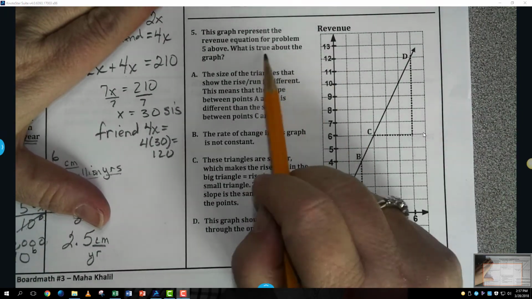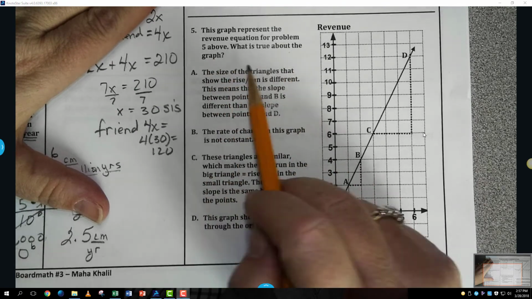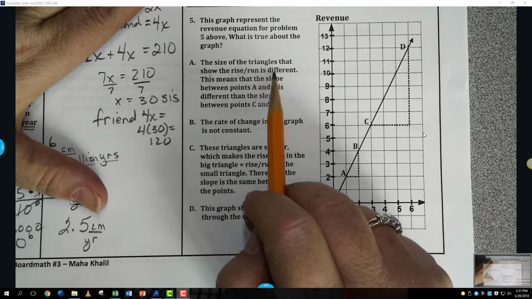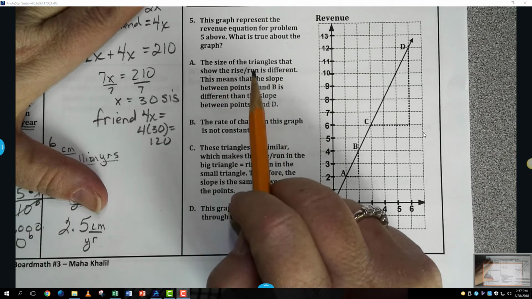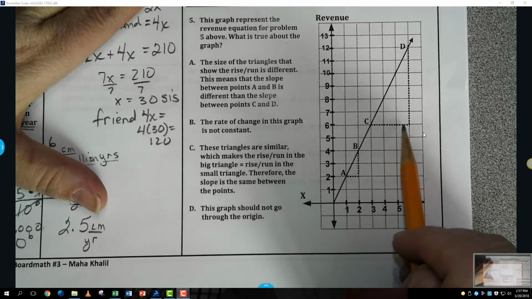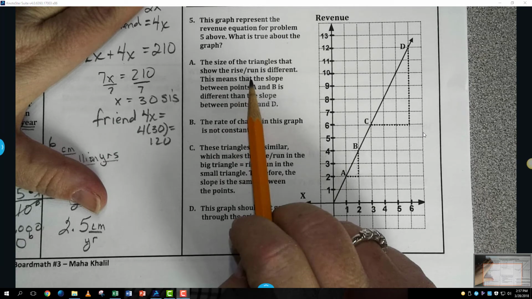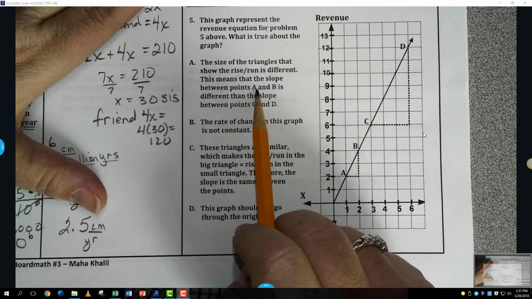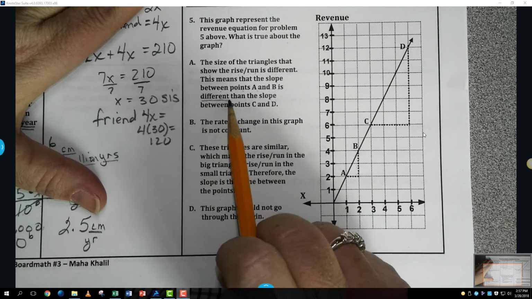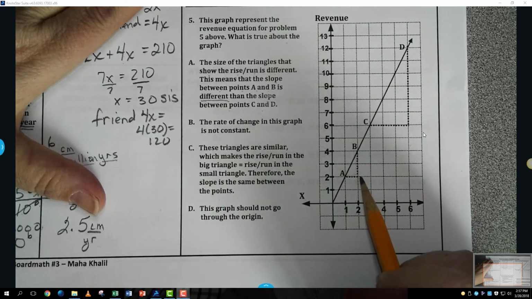This graph represents the revenue equation for problem 5. What is true about the graph? The size of the triangles that show the rise over the run is different. Okay, well, yeah, this is a bigger triangle than this, so I'll go with that. This means that the slope between points A and B is different than the slope between C and D. Well, let's figure this out.